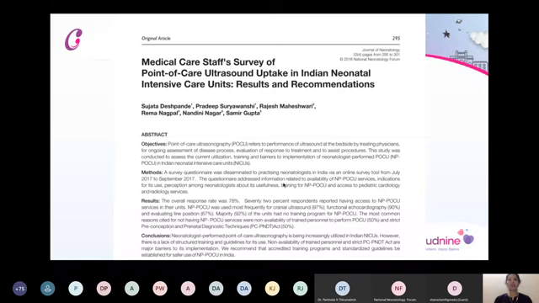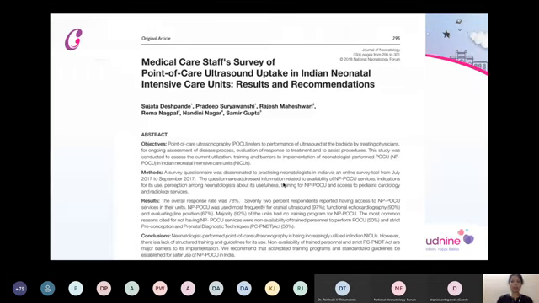Now, I mentioned earlier about the survey of the point of care ultrasound uptake in the Indian NICUs. Now, this was published recently. It was actually a survey conducted about 3 years ago, and about 148 teams responded. 78% of these teams had access to POCU, they said. And of these, about 97% of them were performing cranial ultrasound.